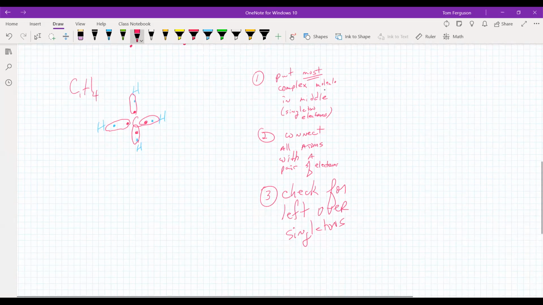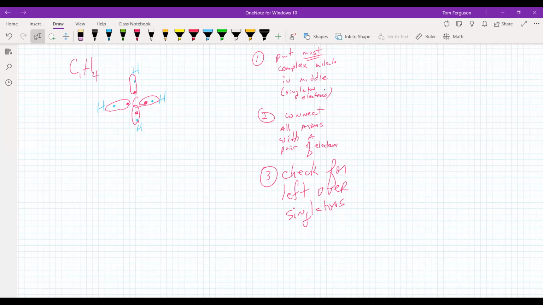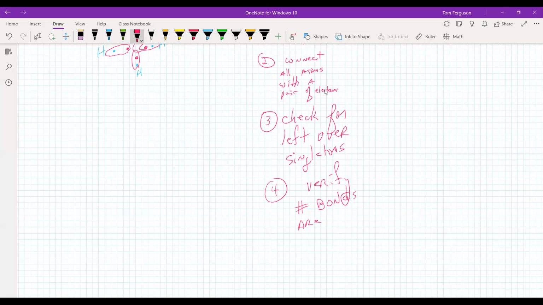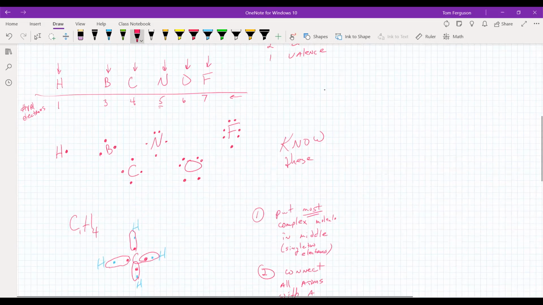Next thing we do is check for leftover singletons. Are there any leftover singletons? No. Good. We don't have to worry about them. If we had singletons left over, that's called a free radical. Free radicals are very, very, very unstable and immediately want to react. That's why during a nuclear bomb or a Chernobyl-like disaster, there were a lot of free radicals running around, and a lot of people got radiation poisoning because of it. So free radicals are bad. That's why they should always be paired up. I'm going to go over some examples where we have singletons left over. Okay, the next step is to verify the number of bonds are correct. Now let's go back up here.